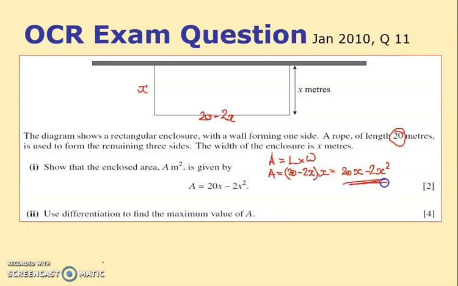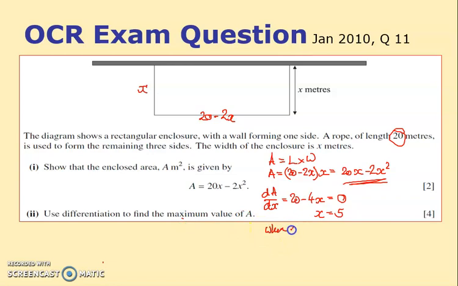Nice, easy 2 marks. Use differentiation to find the maximum. Well, dA by dx. So differentiate, I get 20 minus 4x. Set equal to 0, x equals 5. And if x equals 5, find the maximum value. I now sub this back in.